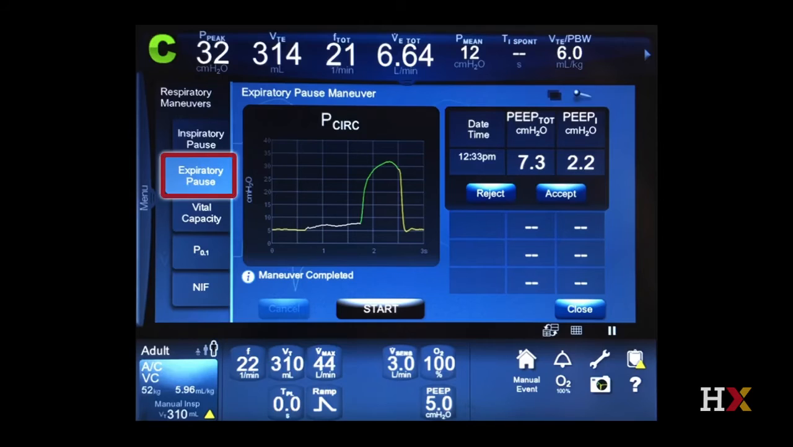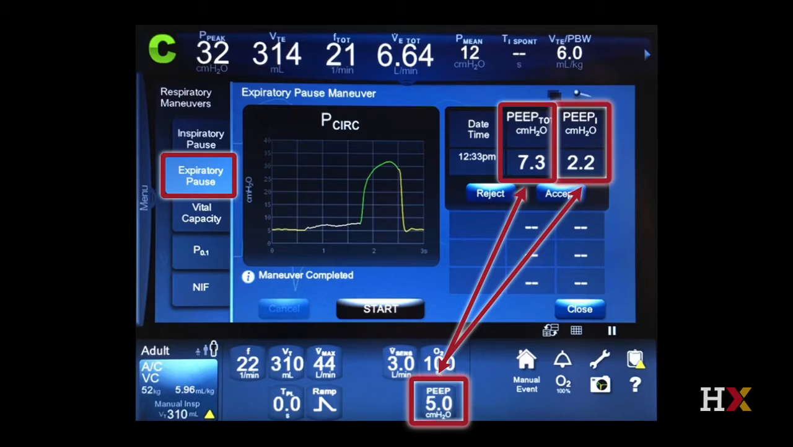The next thing that we did was to check an expiratory hold. However, I will confess that we recognized that there was a reactive airways component and we started to treat before we checked this ventilator screen. The expiratory hold here shows that she has a total PEEP of 7.3 for an intrinsic PEEP or an auto PEEP of 2.2 centimeters of water.